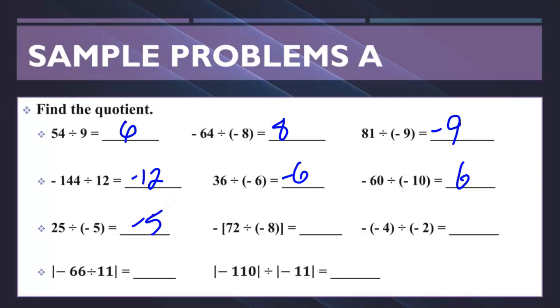-9 times -1 will give us a +9. -4 is +4 divided by -2 is a -2. -66 divided by 11 is -6. Absolute value of -6 is 6. Absolute value of -10 is 10. Absolute value of -11 is 11. 110 divided by 11 would give you 10.